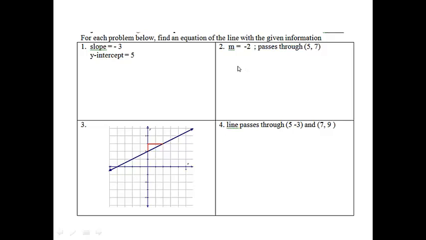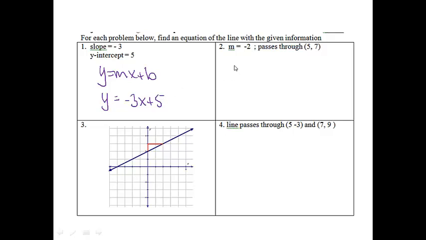Find an equation of the line with the given information. Number 1, slope -3, y-intercept 5. We know that we have y equals mx plus b. They gave me m and they gave me b. So I have y equals -3x plus 5, and that's all we need to do.